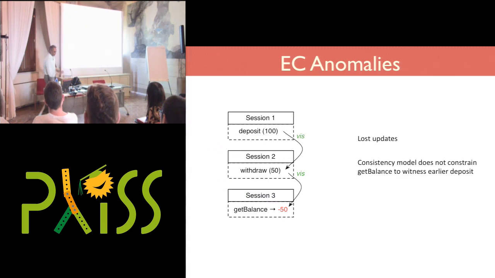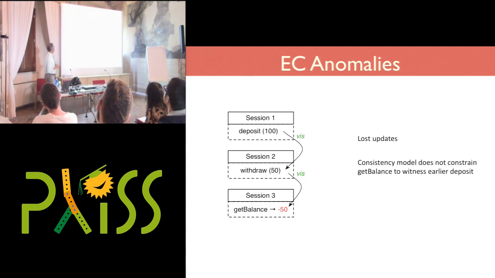Here's another example. I have 3 sessions now: a deposit of 100, a withdrawal of 50, and a third session that's trying to do a get balance. Let's assume that there's a visibility relation between the deposit of 100 and the withdrawal of 50. That is, the deposit of 100 took place on a replica. The withdrawal of 50 took place on that same replica, saw the deposit of 100, and said, I'm OK, I can withdraw $50 given that there's been a deposit of 100.